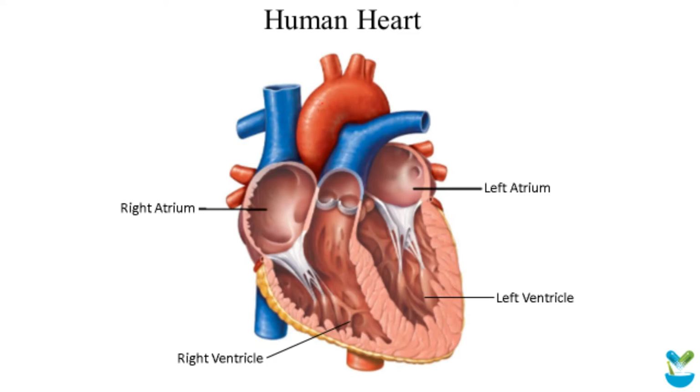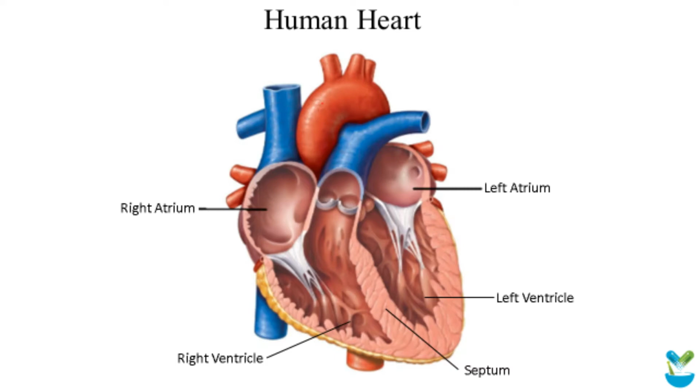The right side of the heart contains deoxygenated blood, while the left side contains oxygenated blood. The right side and the left side of the heart are separated by a muscular sheet called septum, which prevents the mixing of oxygenated and deoxygenated blood.